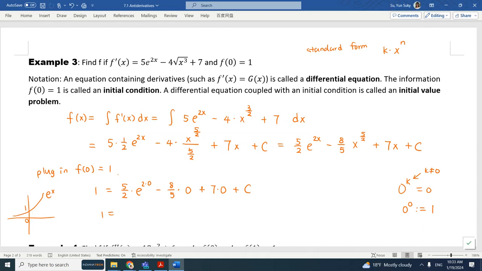So that is 1. This is 1. So we get 5 over 2. And then do you see this is 0, this is 0? So these two are 0. How do we solve for C? Subtract 5 over 2. So C is, what is 1 minus 5 over 2?